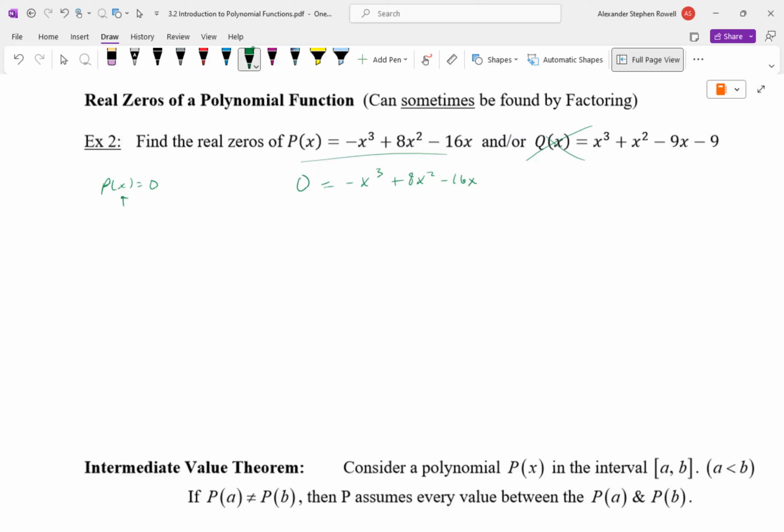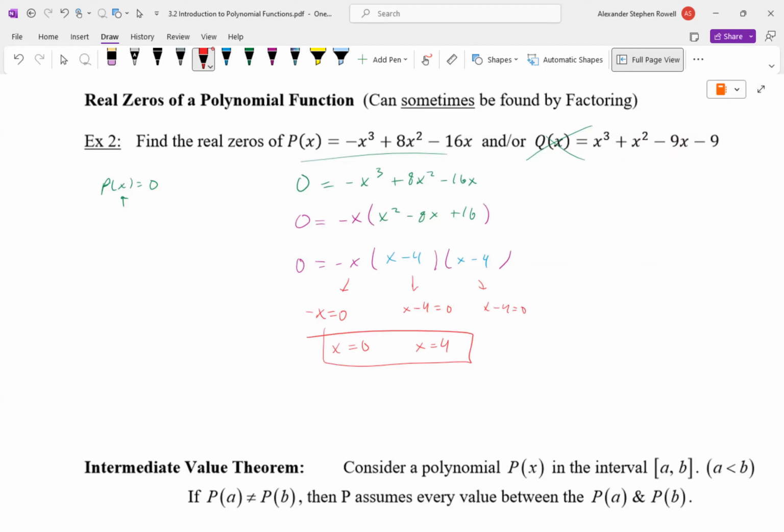Make one side 0 and factor. We always factor out the lead negative. We take out a negative x, and we have x squared minus 8x plus 16 equals 0. Factors of 16 that add to make negative 8: negative 4 and negative 4. So our solutions are negative x equals 0, or x minus 4 equals 0, or x minus 4 equals 0. x equals 0, or x equals 4. That's just a review of what we've done in the past.